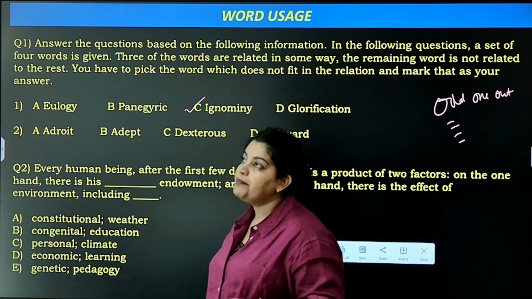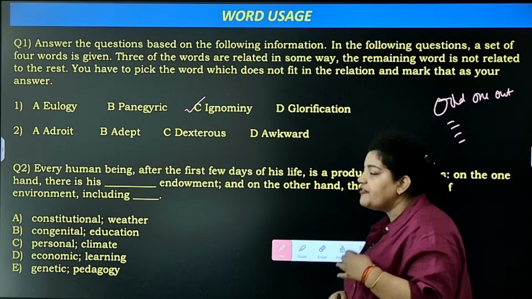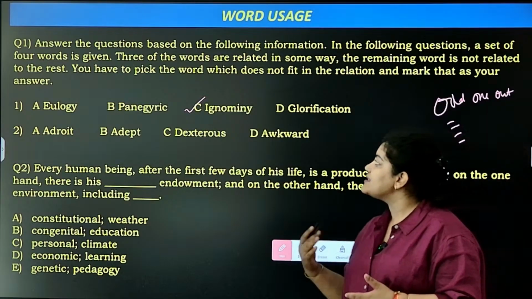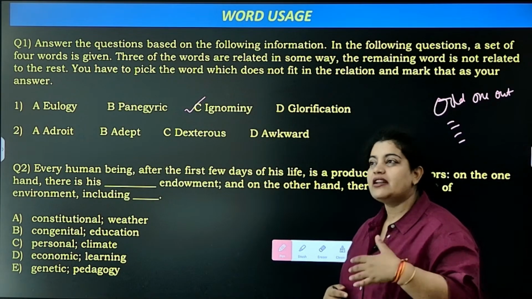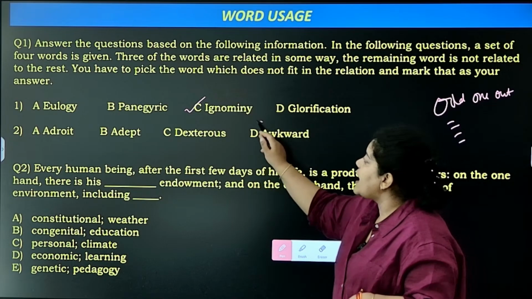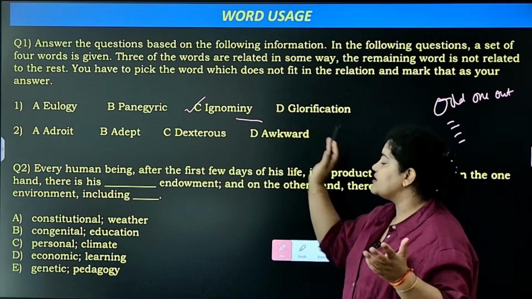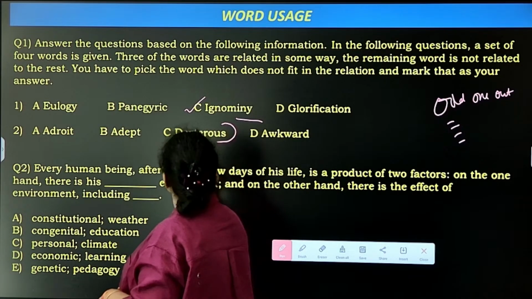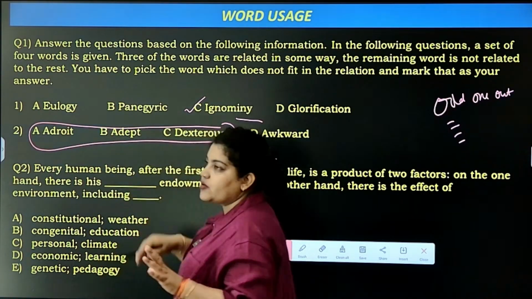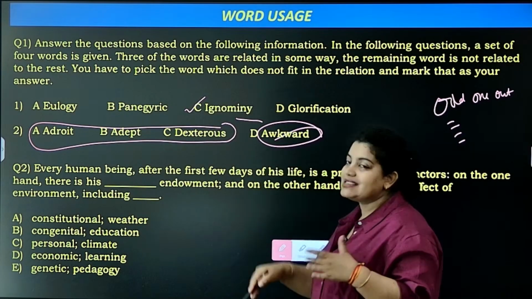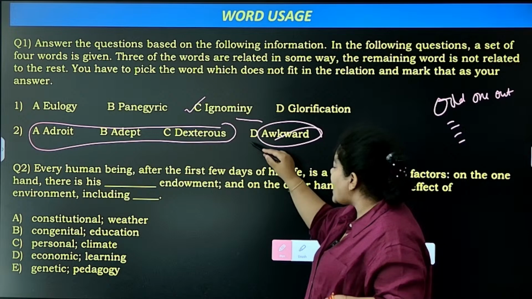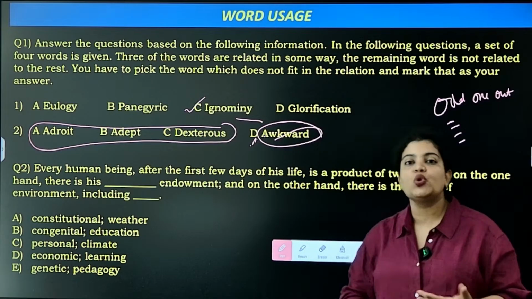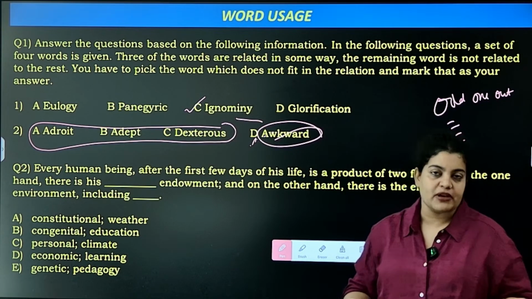The correct answer here for the first question is ignominy. Now eulogy, panegyric, glorification, all of them actually stand for praise, honor, whereas ignominy is, you can say, loss of honor, an embarrassment, shame. That is the meaning. So all of them are positive and this is the negative, so this is the odd one out, right? Similarly, adroit, adept, and dexterous all stand for clever, intelligent, whereas awkward is inept, clumsy, so that is the opposite here, right? And these are simple questions: you know the meaning, you'll be able to do it. You don't know the meanings, you'll not be able to do that, right?